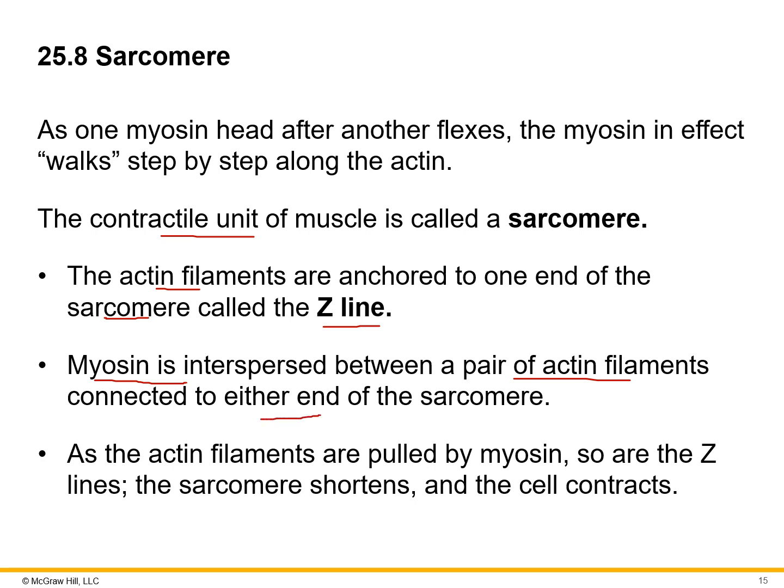And what happens is as the actin filaments are pulled by the myosin, the head is attaching and pulling it along, then those Z lines are coming closer together and the sarcomere shortens, and that is cell contraction. Those Z lines come closer as the myosin head pulls the actin closer together, and that shortens the sarcomere.